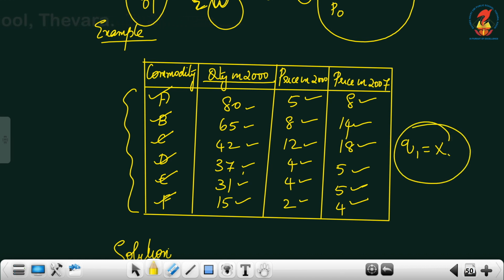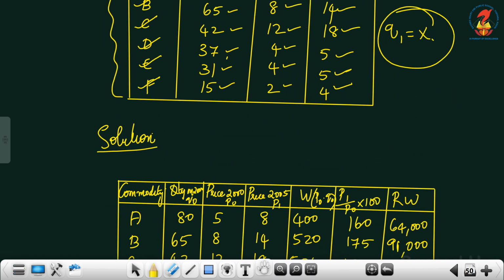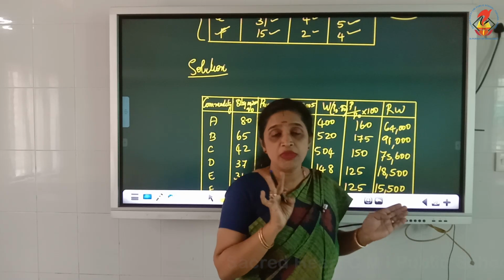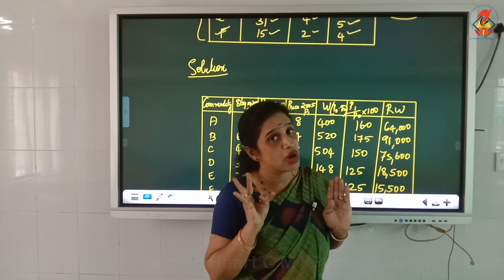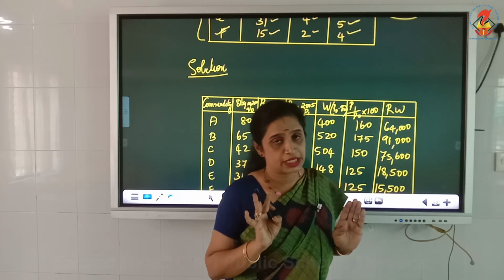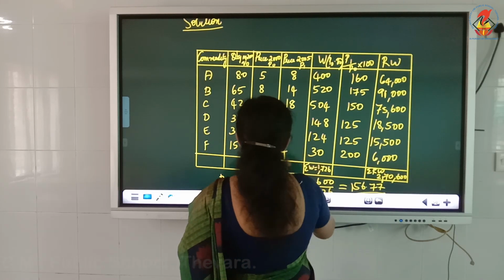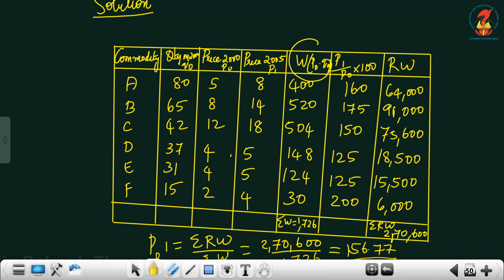Now we are considering the price of 2000 as P0, the price of 2007 as P1, and the quantity of 2000 as Q0. Solution: what is the formula? You know the index number is equal to sigma RW by sigma W. Here R is P1 by P0 into 100. Now how will you find out W? W is equal to P0 into Q0.